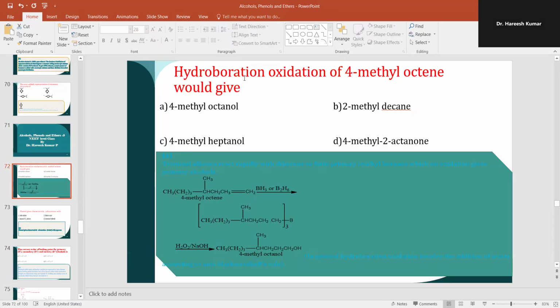So here, hydroboration oxidation of 4-methyl octene would be... Octene means it's an alkene. Alkene undergoes hydroboration, which means it will give you the terminal alcohol. That is the reason A will be the answer. A means 4-methyl, 4-octanol will be the answer.